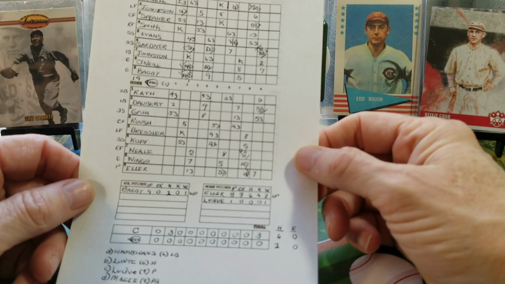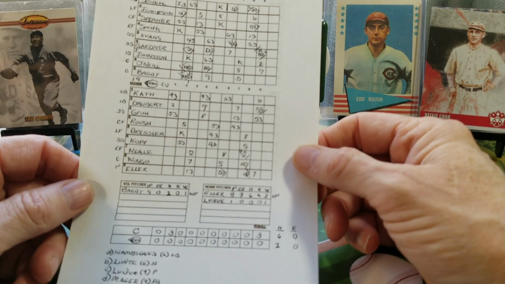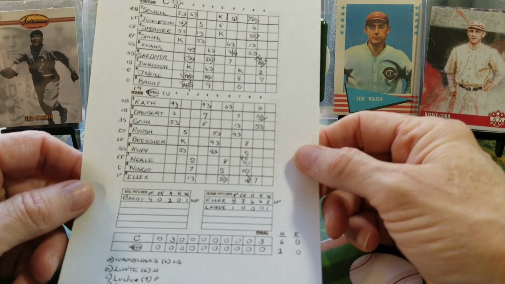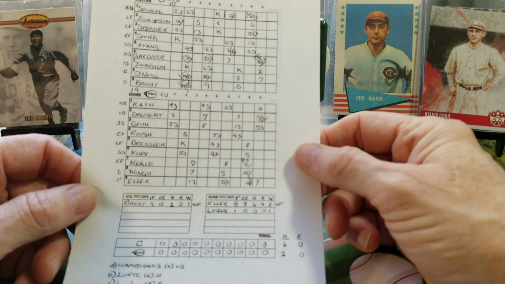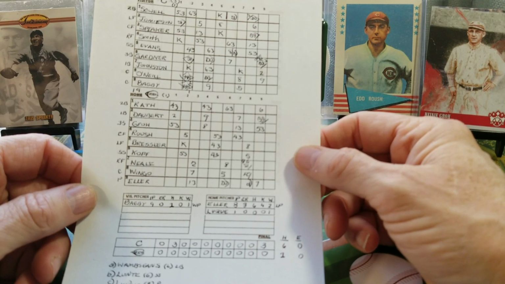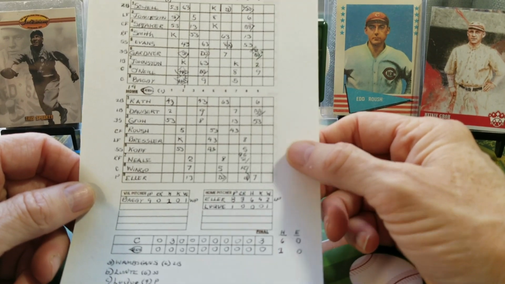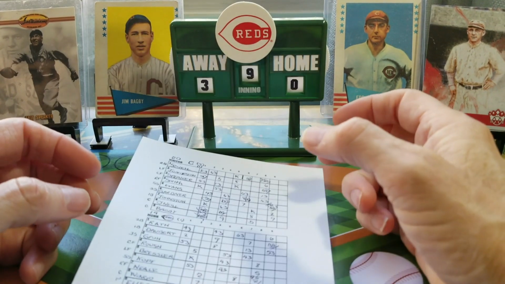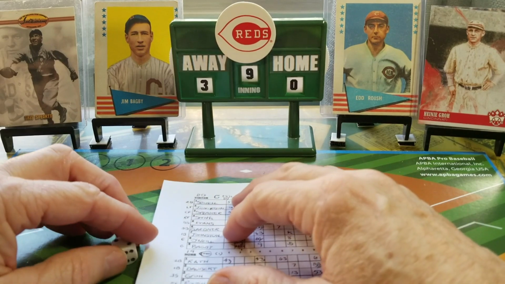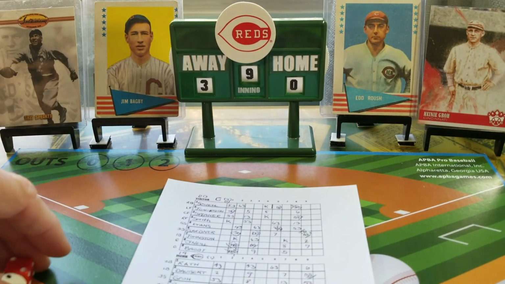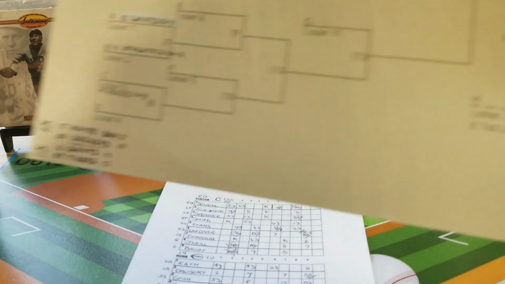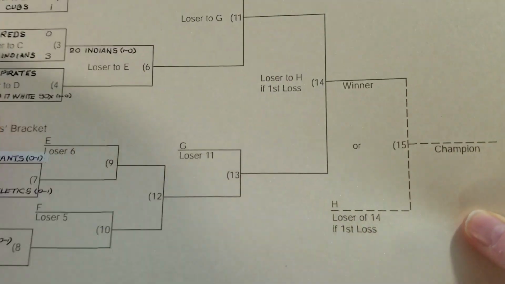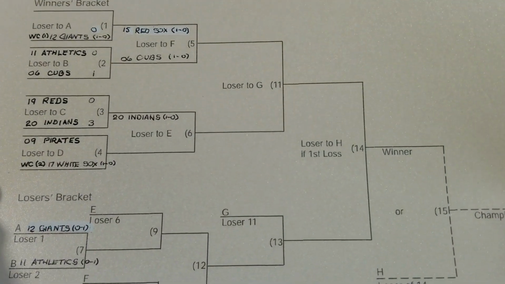The star of the game is definitely Jim Bagby, who in 1920 had 31 wins, and I think he went 1-1 in the 1920 World Series, so 32 wins there. And he's got another win here in the APBA Classics tournament. The Cleveland Indians will move forward into the winner's bracket.